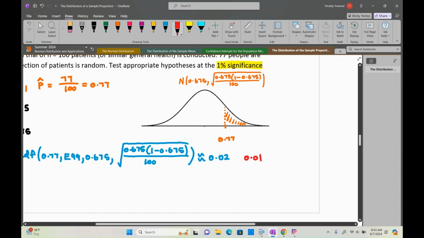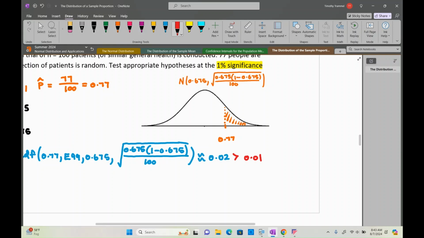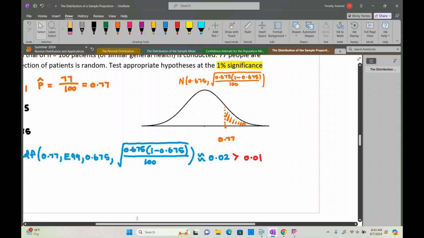And so we just need to decide whether the p-value or the significance level is larger. And so we know that 0.02 is bigger than 0.01. So this means that our p-value is bigger than the significance level. And when that occurs, we fail to reject the null.